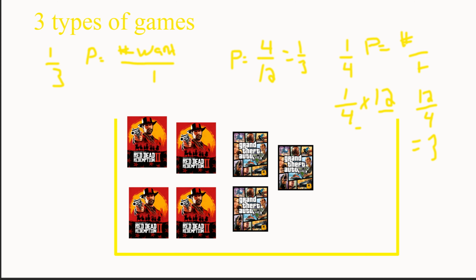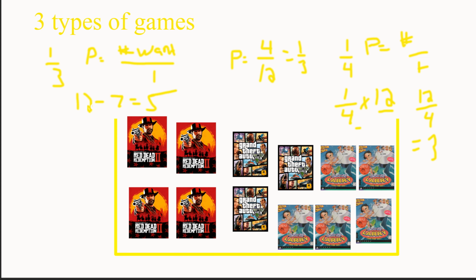And since we know that there is one last type of game, Leisure Suit Larry, we can simply say we know the total is 12, and we have 4 plus 3, which is 7. So 12 minus 7 is going to equal 5.